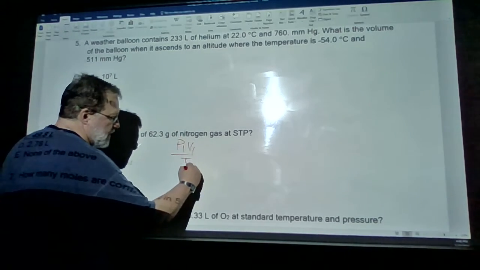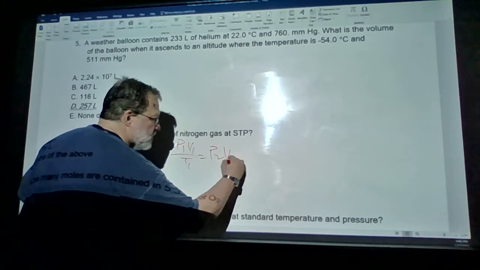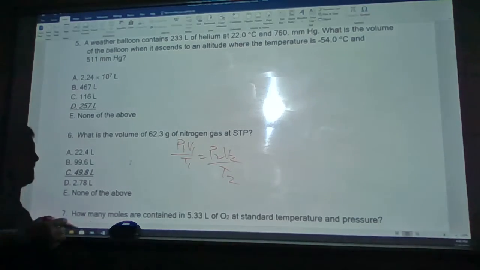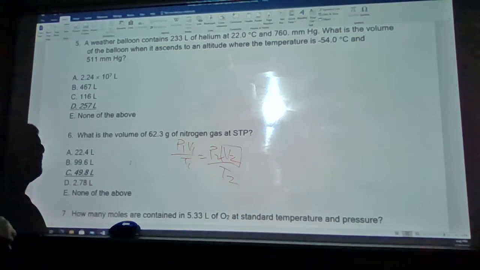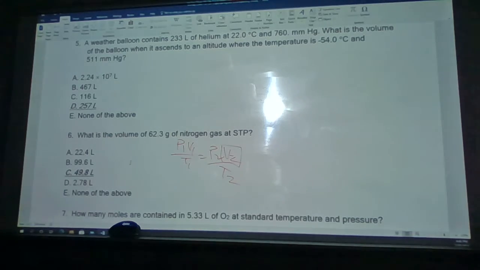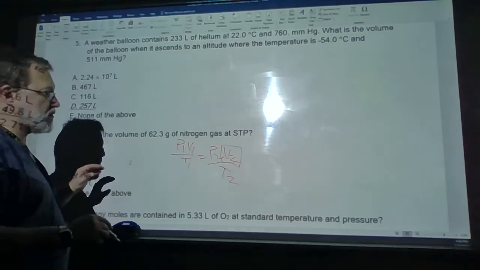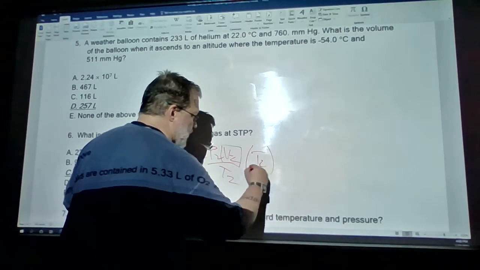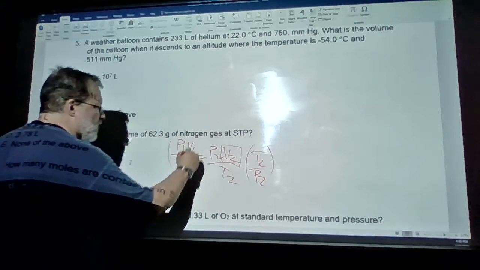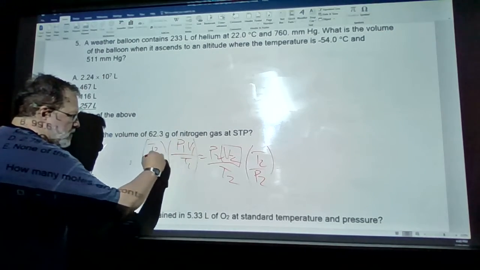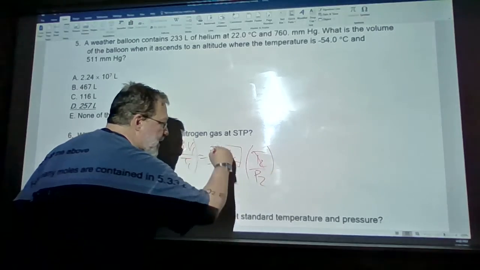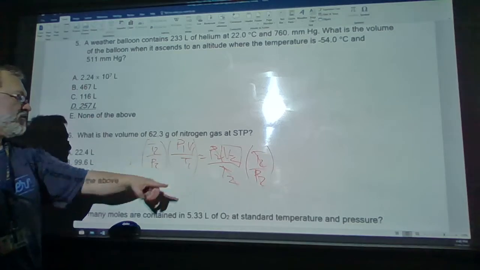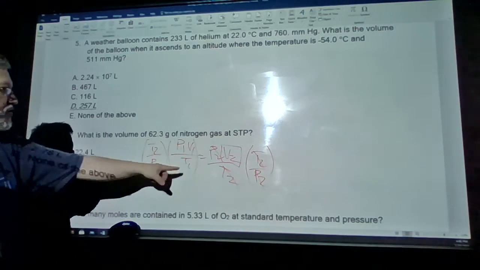P1, V1, T1, P2, V2, T2. What is the volume of the balloon? V2, when it ascends to an altitude where the temperature is minus 54 and the pressure is 511 millimeters of mercury. We need to get V2 by itself. We do that by multiplying both sides by T2 over P2. T2's drop out, P2's drop out. We're left with V2. So it's T2 times P1 V1 divided by P2 T1.